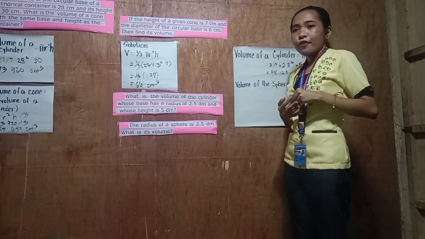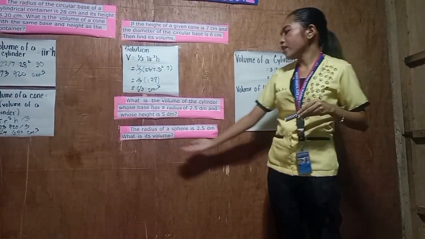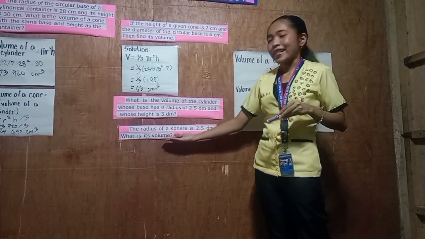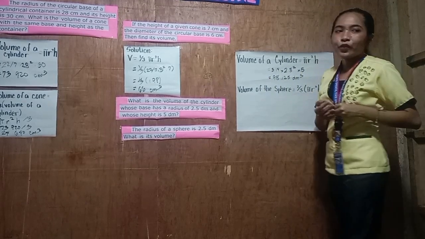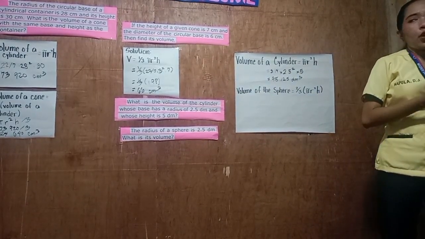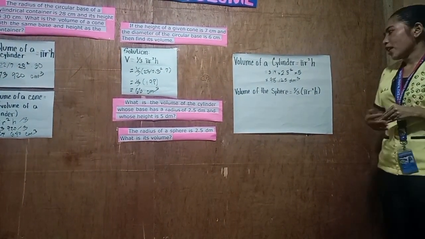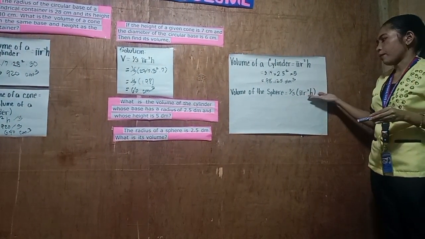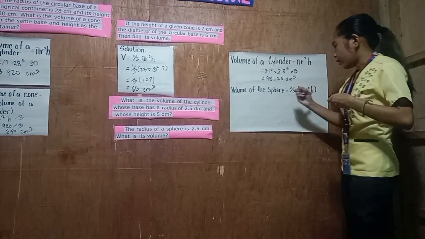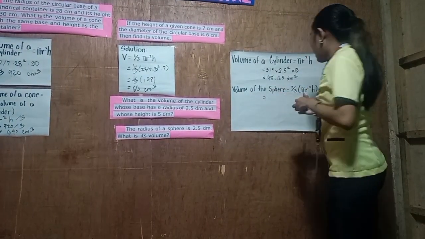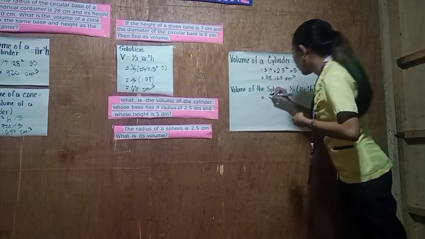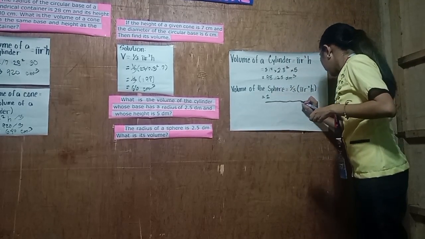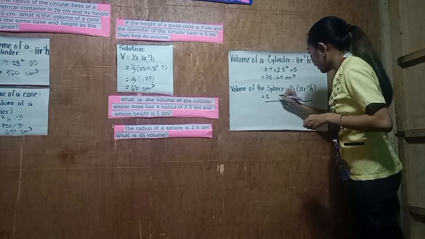And now let's have another problem. The radius of a sphere is 2.5 decimeter. What is its volume? So what's the formula again in finding the volume of a sphere? That's right, we have it here, 2/3 times pi r squared times height. So we can write here, so we have 2/3. So we will write it like this.